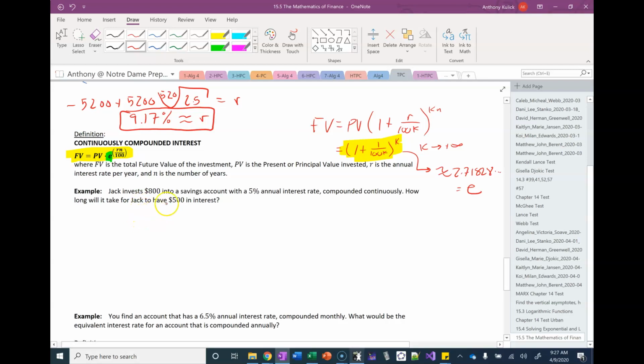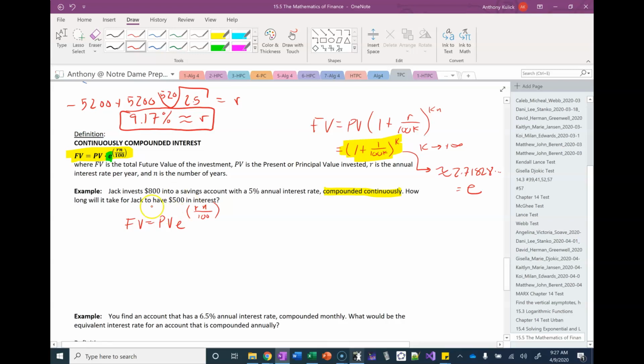So, let's look at some examples here. Jack invests $800 into a savings account with 5% annual interest, compounded continuously. So when we see this word continuously compounded, we know we're going to be using this new model. If you don't see that word continuous, you'd use the other compound interest model. But as soon as you see continuous, we're going to be working with this model.